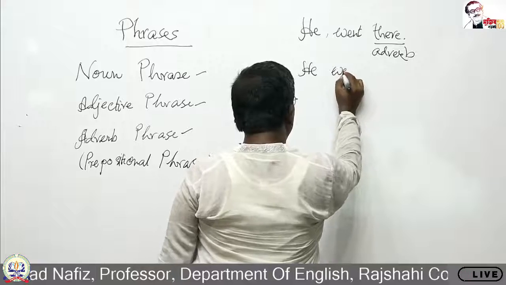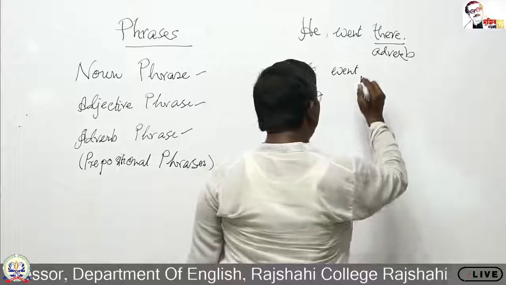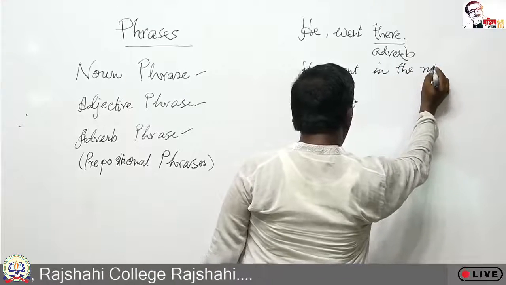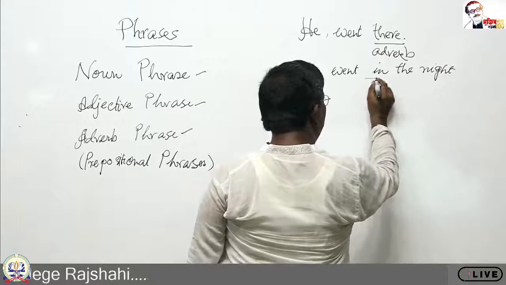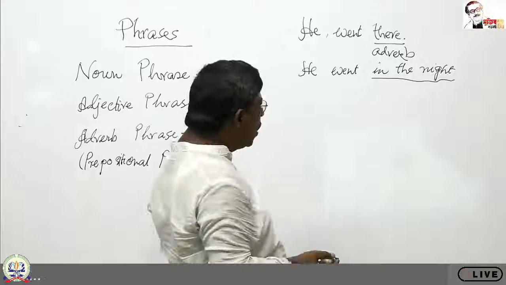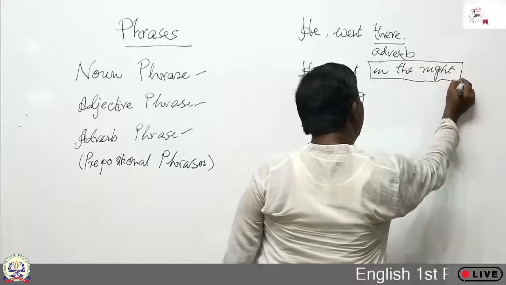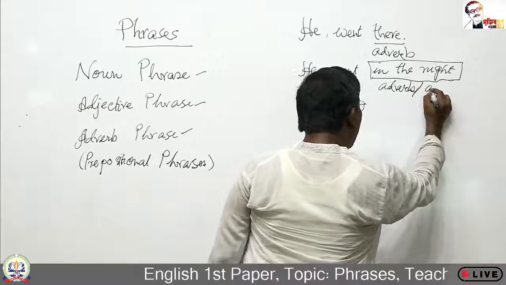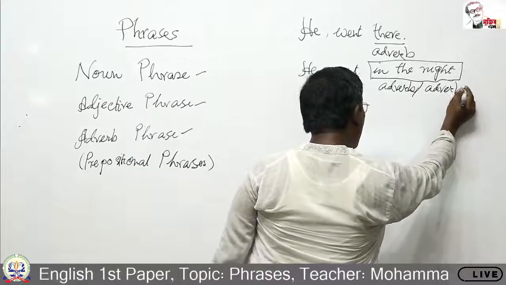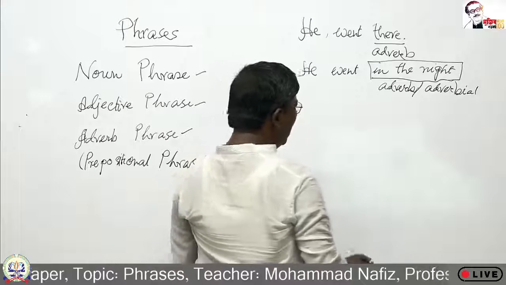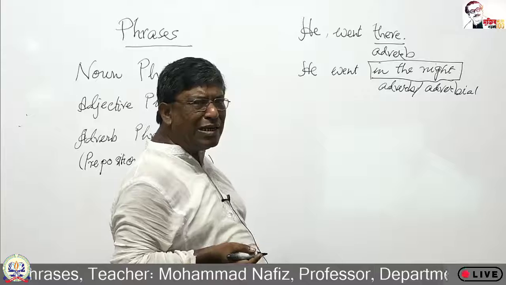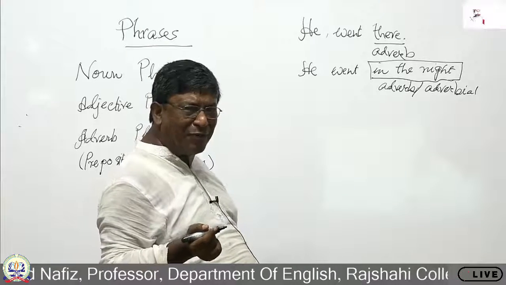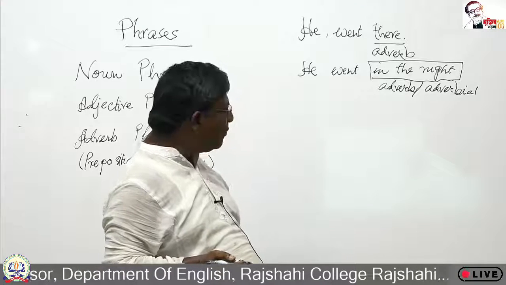Let us use the same verb, went, to understand the adverb more easily. He went in the night. Here, the words preposition in, article the, and noun night all together make a single unit in the sentence. This unit is called adverbial. Adverb and adverbial. Since the single unit is made by three different words, all the words together make a single phrase, and that phrase is known as adverb phrase or adverbial phrase.